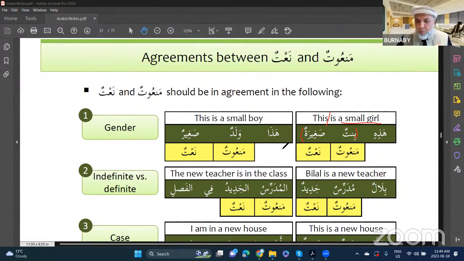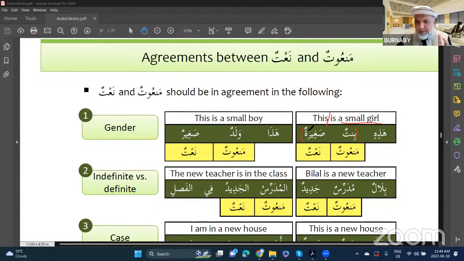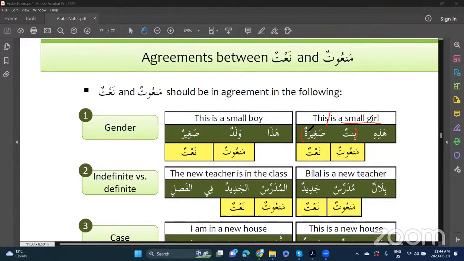Now look what happened. When you change the gender, the hazihi was feminine, haza is masculine. And waladun is masculine, so look at the quality, saghirun. Over here for female, it was saghiratun. Making sense? Brother Faiz, can you see that? Yes. Okay, good.